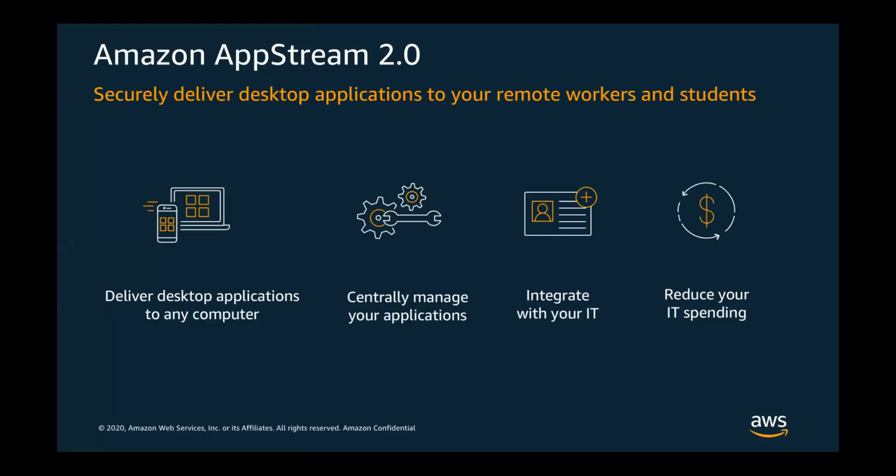And so with AppStream, it's about delivering desktop applications to any computer with an internet connection. It gives you the ability to centrally manage those applications as well. And so if you today are dealing with scenarios where you have to ship software, have end users download and install and provide licenses, AppStream can help you centralize the management of those applications where you can do application updates, you can manage your licenses in a single location, and just have the users access those applications through AppStream so that nothing has to be installed locally.